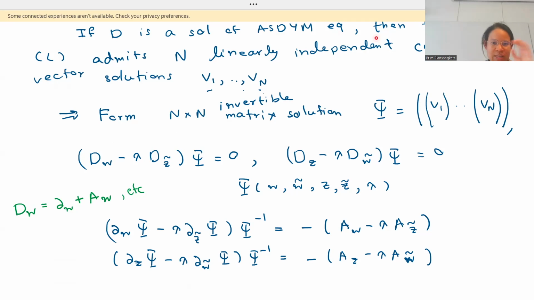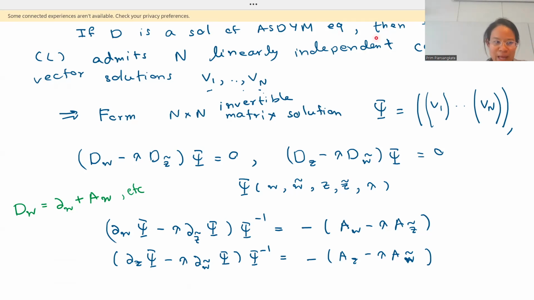Hence, if we somehow know the solution, we can work out what the connections are that satisfy the anti-pseudo-Yang-Mills equation. So this gives a way to construct solutions of anti-pseudo-Yang-Mills.